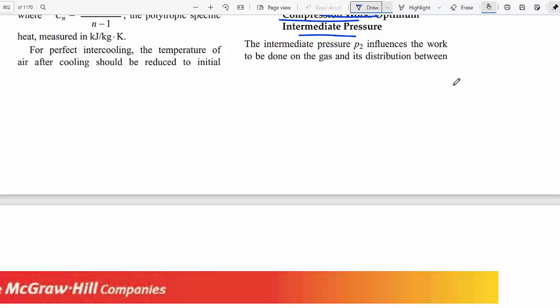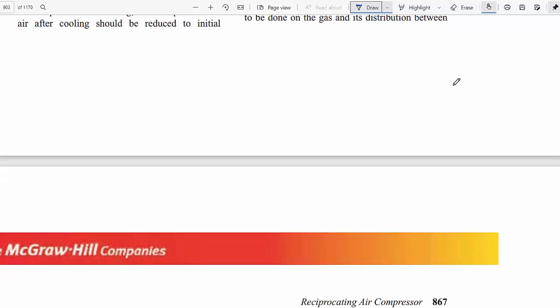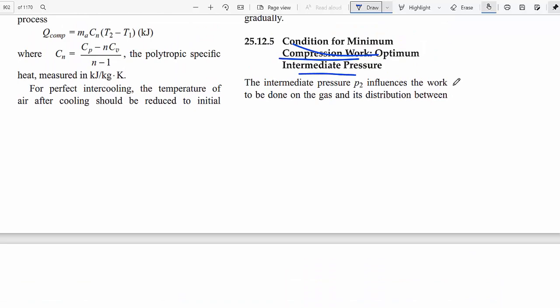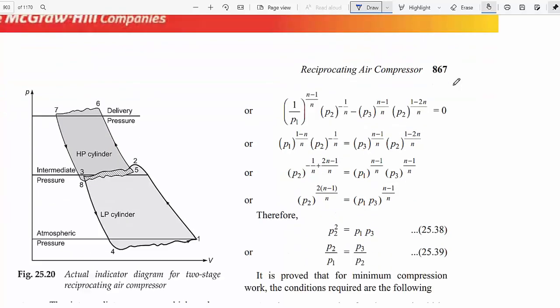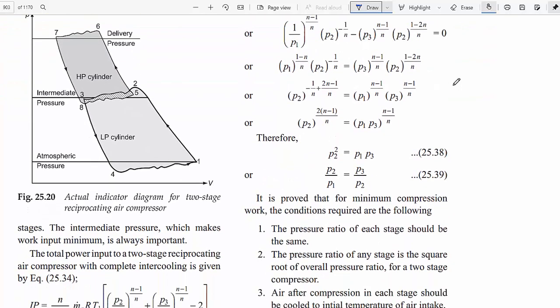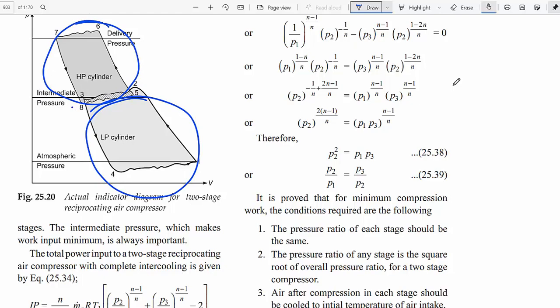compressors. The intermediate pressure P2 plays the major role, because P1 is the inlet pressure and P2 is applied to the intercooler, and then the exit from the intercooler is again supplied to the HP compressor, which again compresses and delivers the pressure at P3 and T3. Therefore the intermediate pressure P2 plays a vital role in the compression process. This is the LP cylinder, this is the HP cylinder. So P2 and P3 play a vital role.